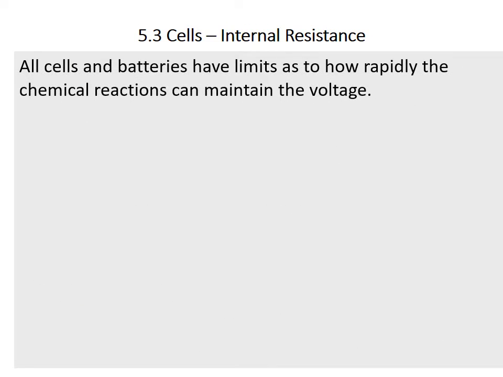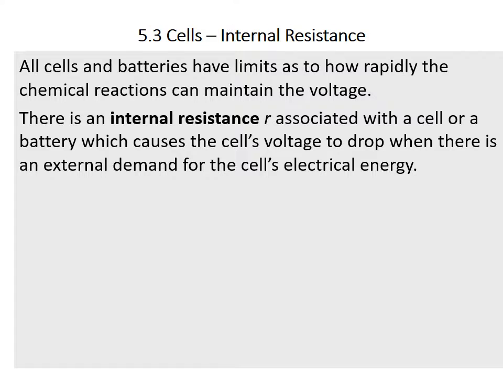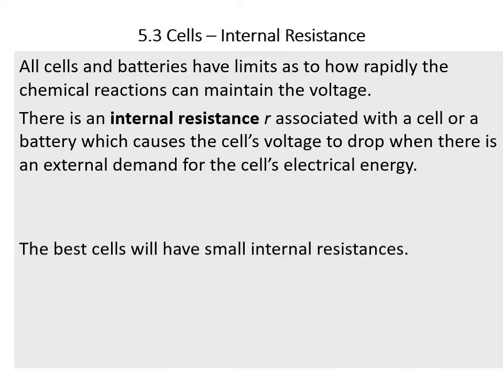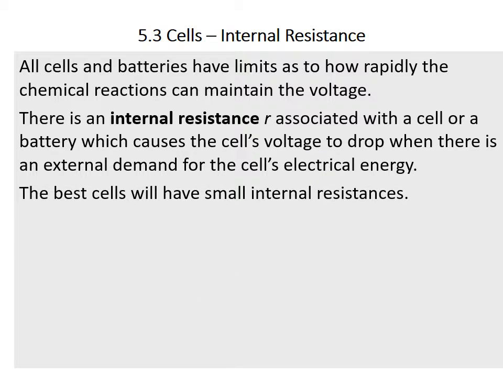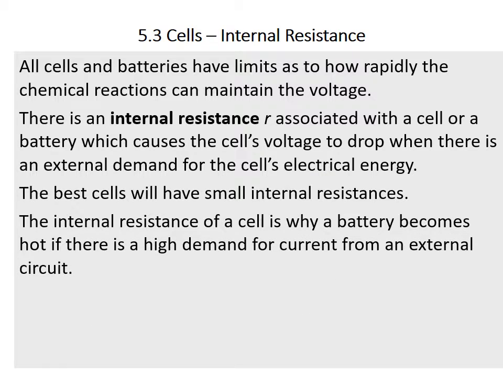So all cells, batteries, are limited in how quickly they can convert. They can use these chemical reactions to maintain the voltage. There is internal resistance, lowercase r, associated with a cell or a battery, which causes the cell's voltage to drop when there is an external demand for the cell's electrical energy. The best cells, really well-made batteries, will have very small internal resistances, and the internal resistance of a cell is why a battery becomes really hot if there's high demand for current from an external circuit.